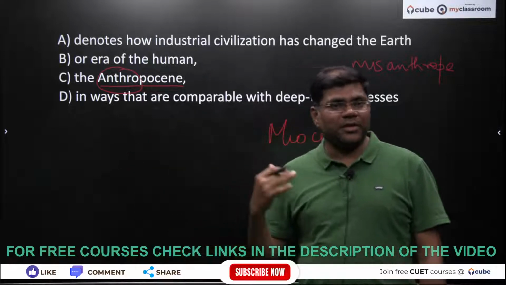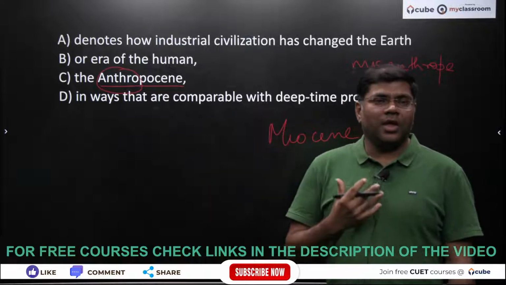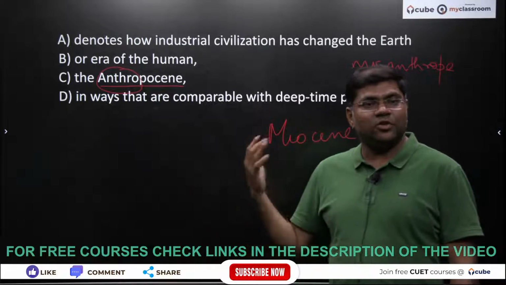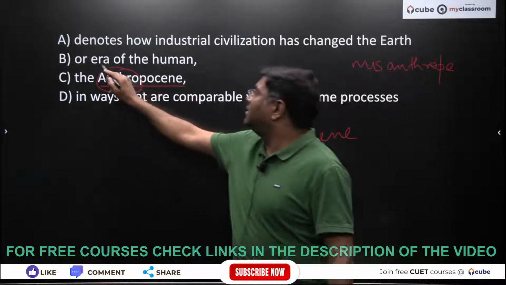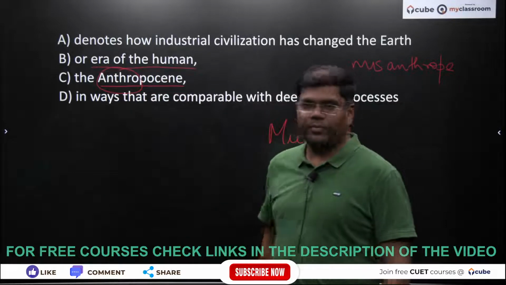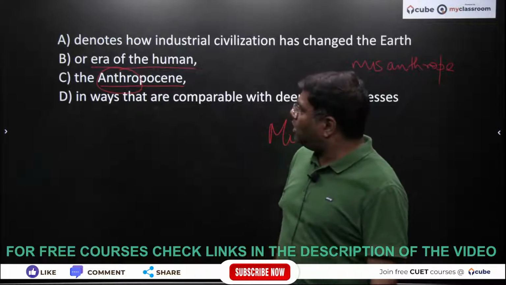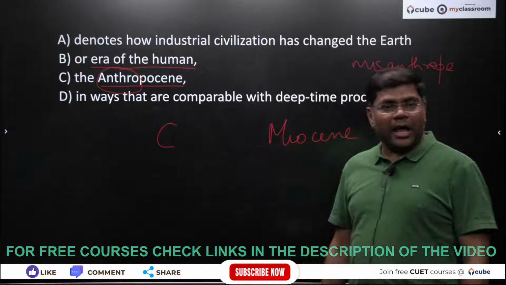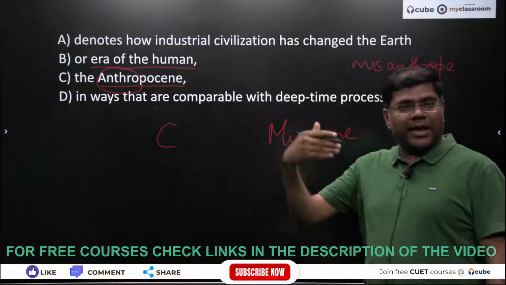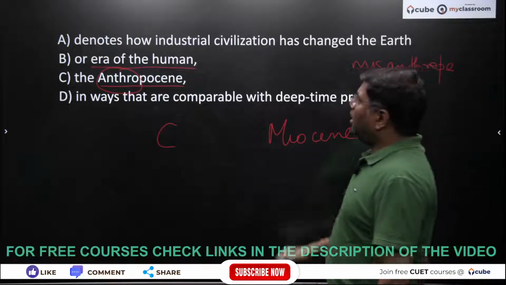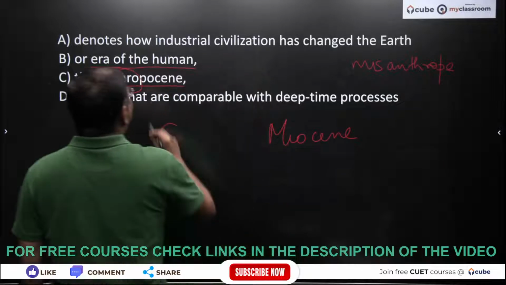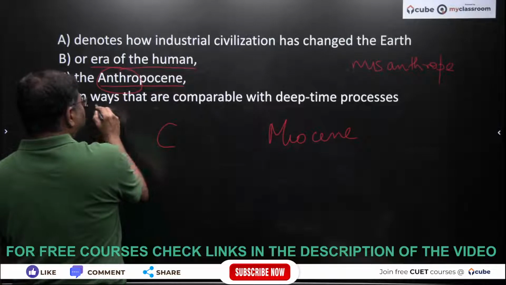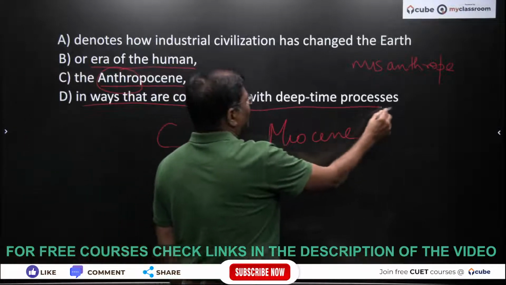Anthropogenic, so something which is done with human beings. So when you say the Anthropocene, it basically means something connected with humans, or in other words, the era of humans. Correct? So you can start with C and you can say that the Anthropocene, or the era of the human, denotes how industrial civilization has changed the earth in ways that are comparable with deep time processes.